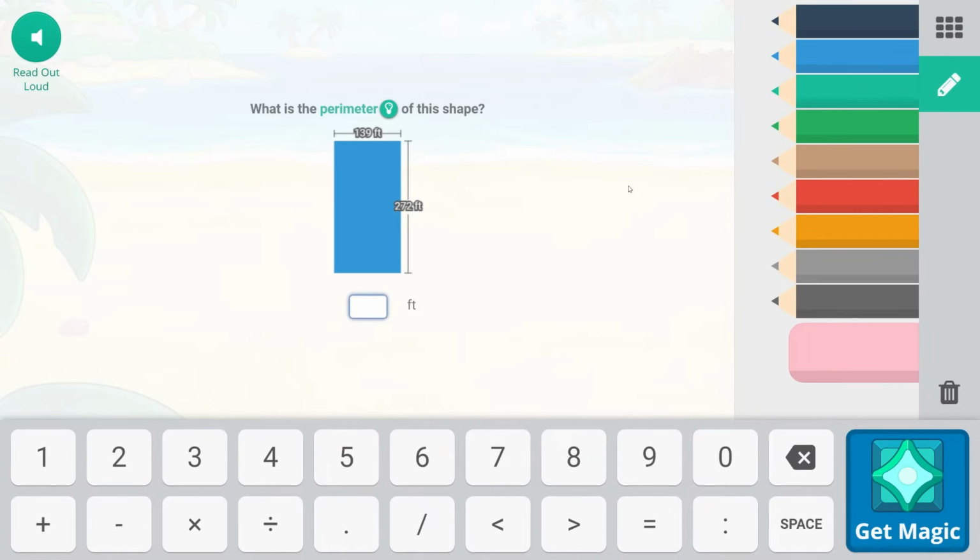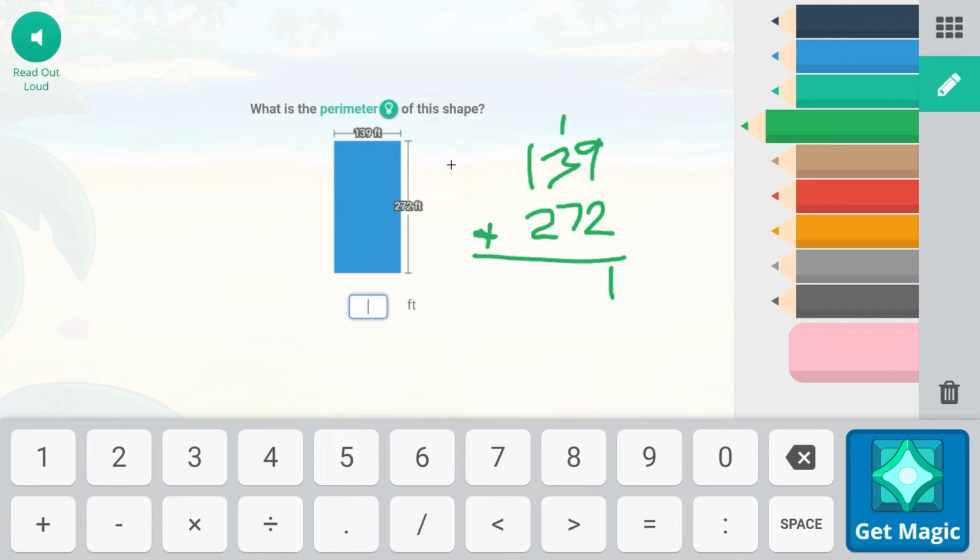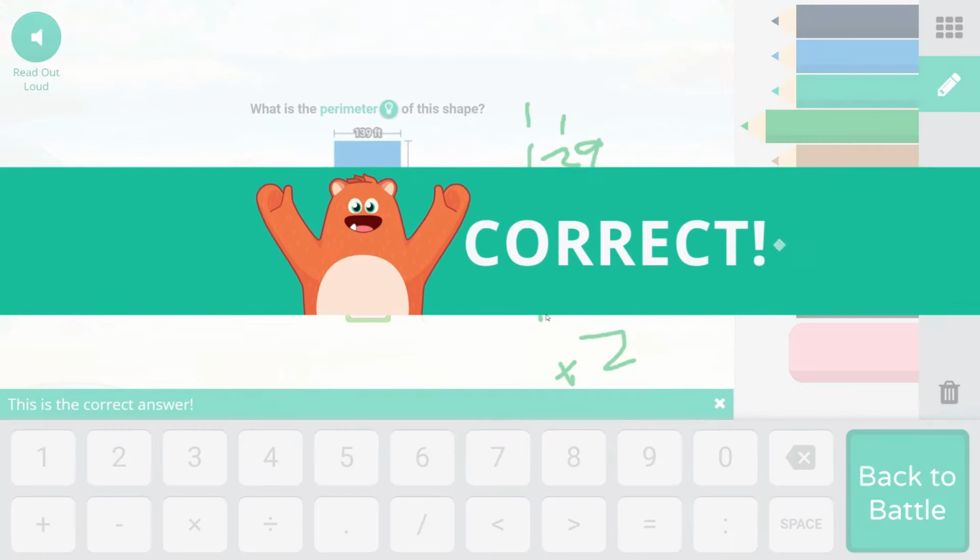All right, so perimeter, again, this is going to be 139 plus 272. Remember, perimeter goes around the outside, so we're figuring out how long it is around. This is going to be 11, so 4 down here. This is going to be 822 when we multiply it by 2. So 822 is our answer. Woohoo!